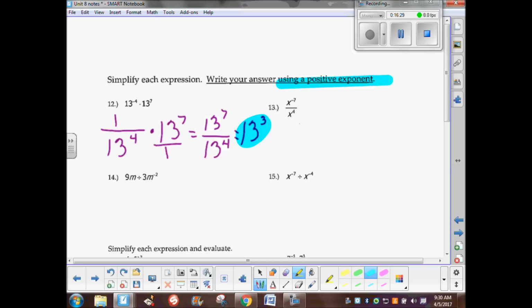Who saw it a different way from the beginning? Lucas: I saw like you add -4 and 7. Yeah. So, careful, back up what you just said. We've got multiplication, we've got like bases, so this would equal 13 to the what? What's -4 plus 7? 3. Isn't that the same answer? Yeah. Two different ways to get to the same answer. Both mathematically correct, both acceptable.